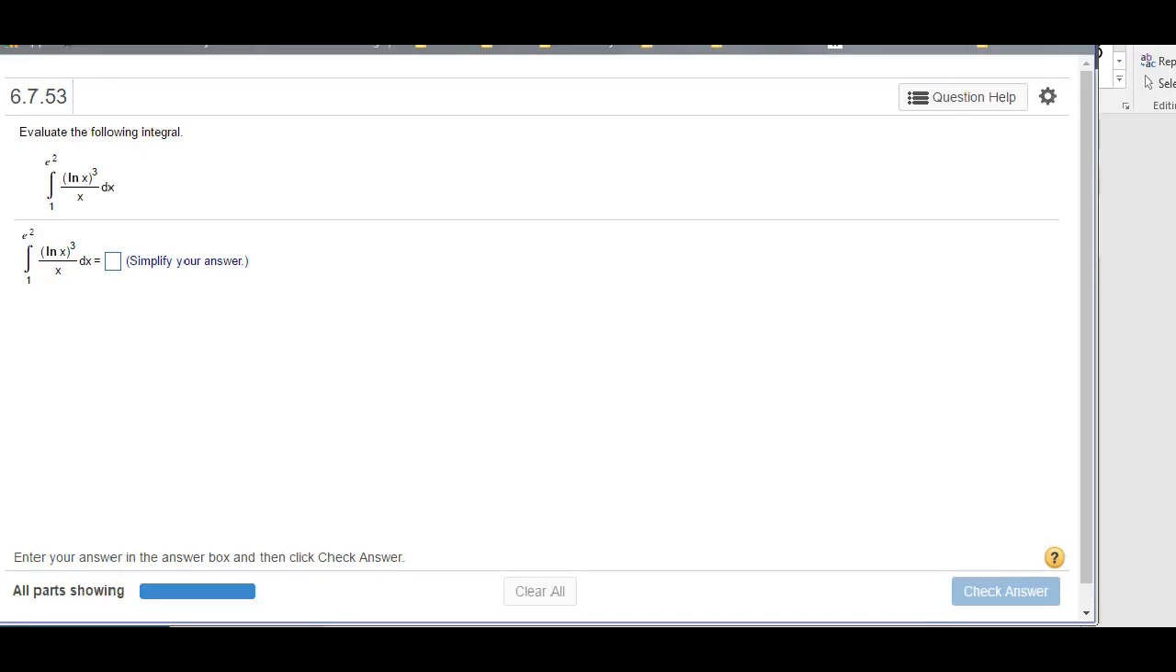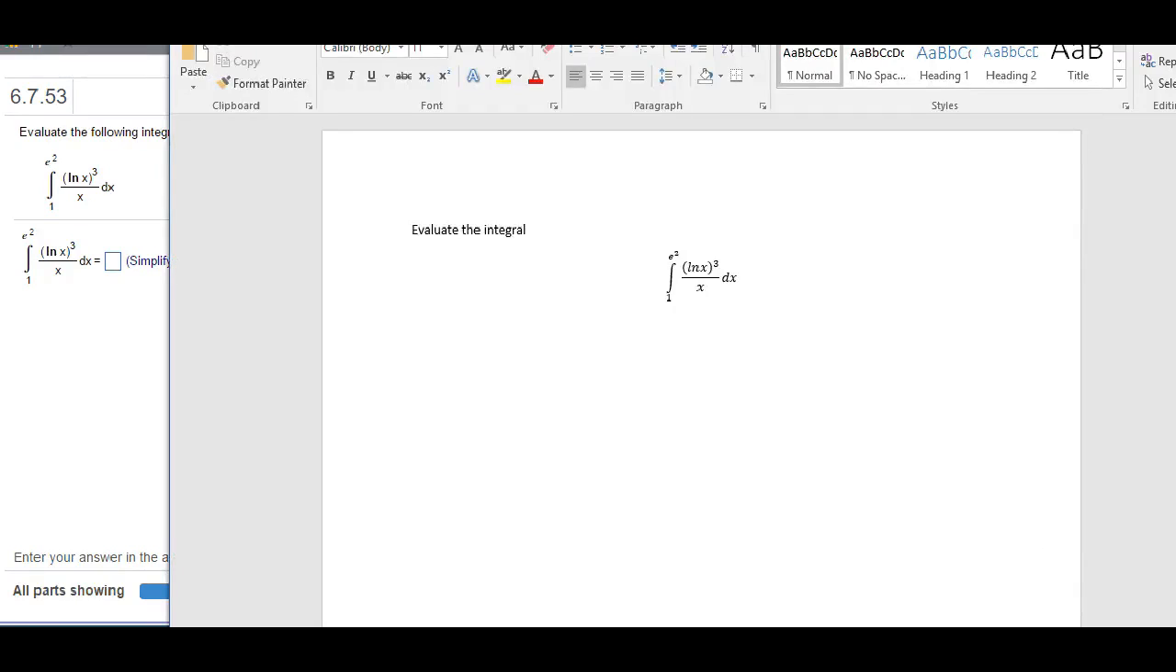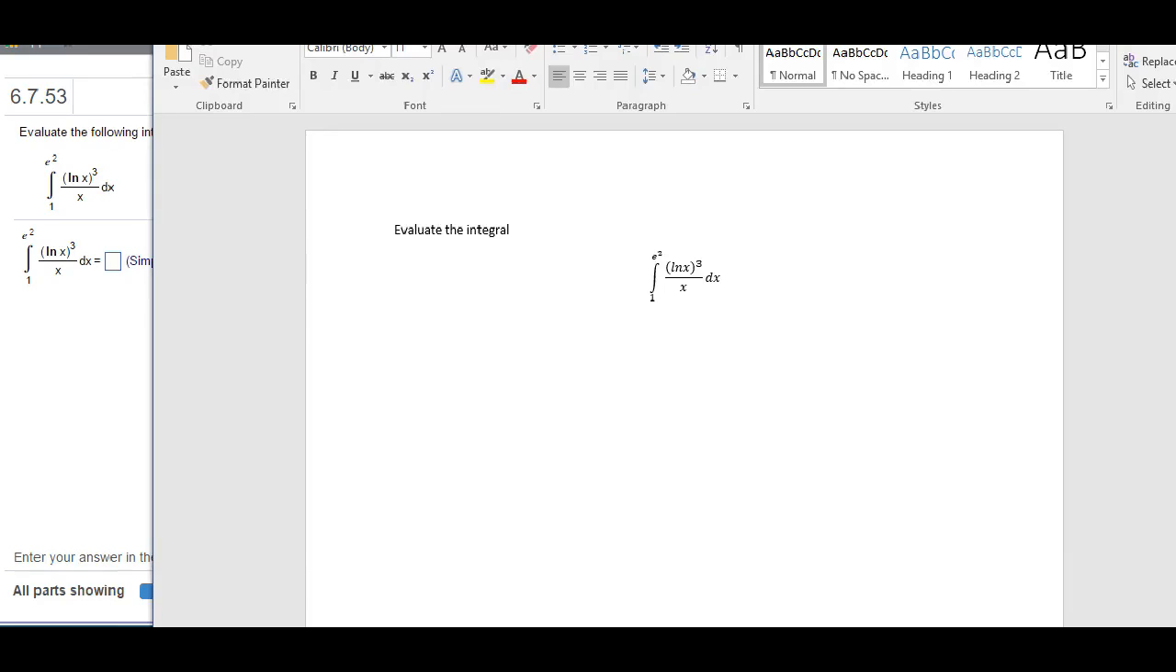We're going to evaluate this integral. Based on your feedback on the last video, I'm going to try to do this over here in a Word document so you can actually see me typing instead of just talking about the problem as we go through it. I've already typeset the integral here.